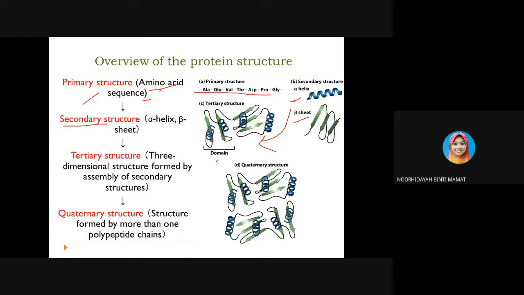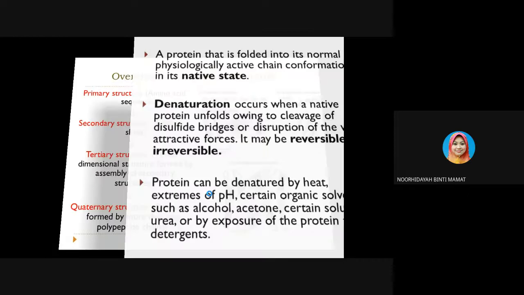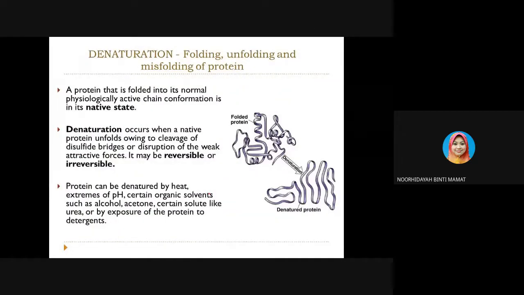Then the last one becomes the quaternary structure of the protein, the structure formed by more than one polypeptide. They interact with each other to determine the functions. Each different structure will give different functions of protein. And the last one, we have denaturation, which is the folding, unfolding, and misfolding of protein. A protein that is folded into its normal physiologically active conformation is in its native state, which means they have their own functions.